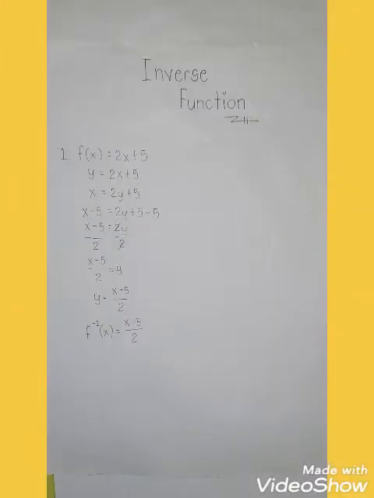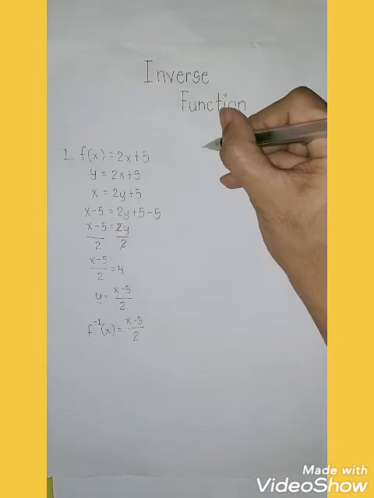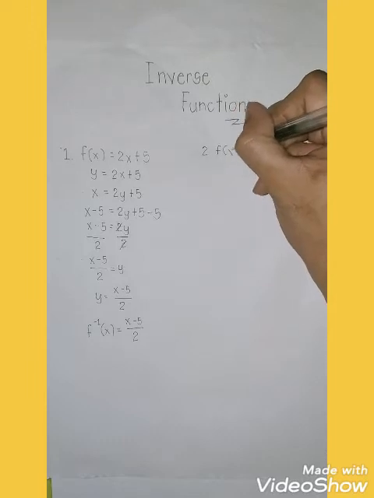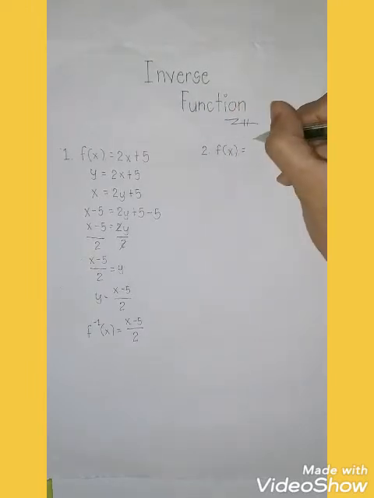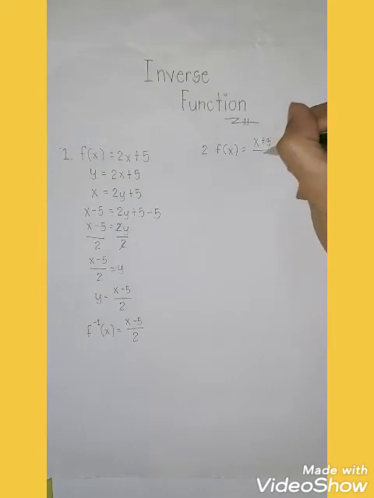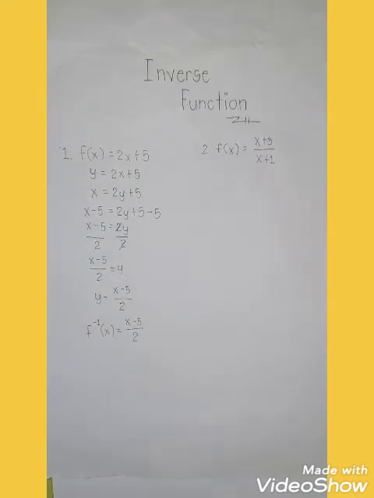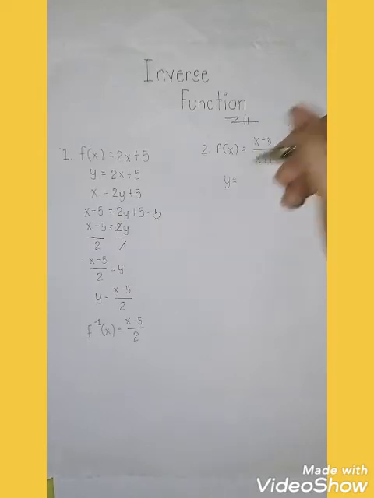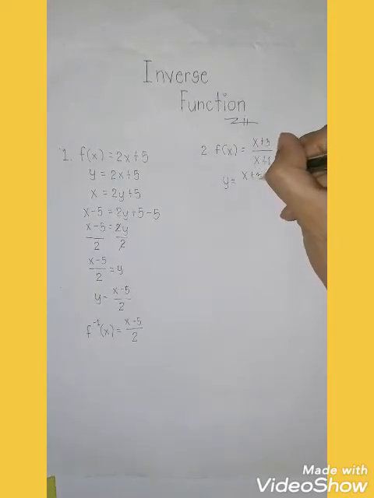Now, let's proceed with example number 2. So, here's the given. We have the given function f of x equals x plus 3 over x plus 1. So, as you see sa given example number 2 natin, fraction na yung given. Paano naman kaya ang gagawin nating atake ngayon kapag fraction ang given? Simple lang ang gagawin natin, kagaya ng ginawa natin sa number 1, change f of x into y. So, mangyayari, y equals x plus 3 over x plus 1.